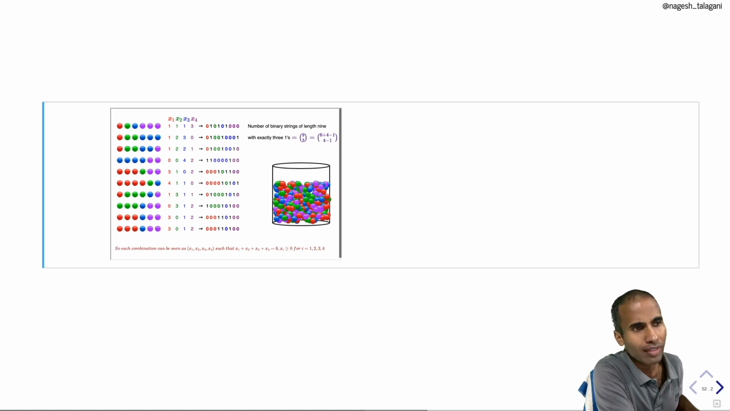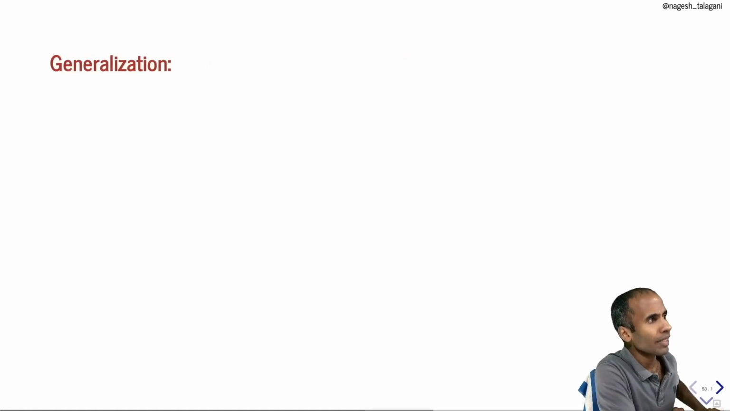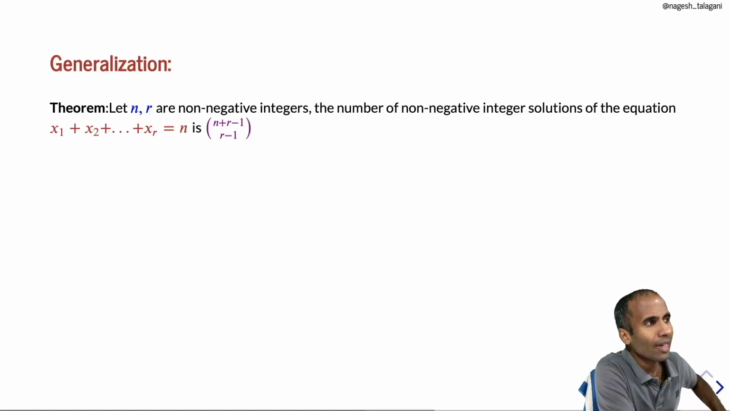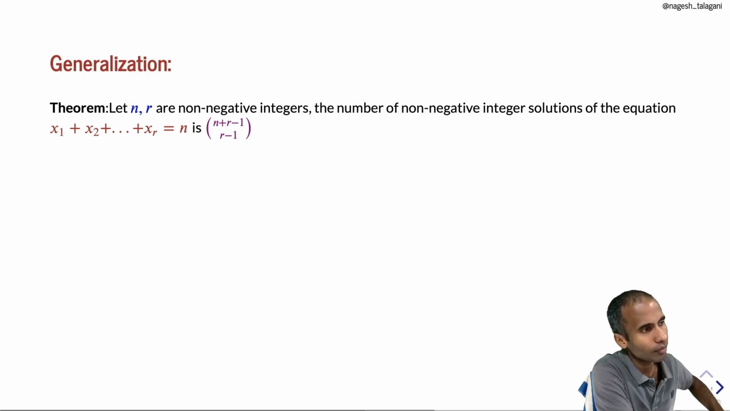Now let's generalize this. Generalization theorem. Let n, r be non-negative integers. The number of non-negative integer solutions of the equation x1 plus x2 plus so on xr equal to n is n plus r minus 1 choose r minus 1. Here you can think like we have r colored gems in the box and we are grabbing n gems. Then the number of combinations we can get is going to be n plus r minus 1 choose r minus 1.